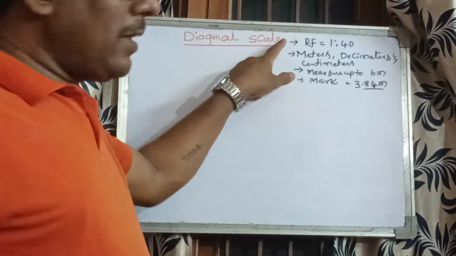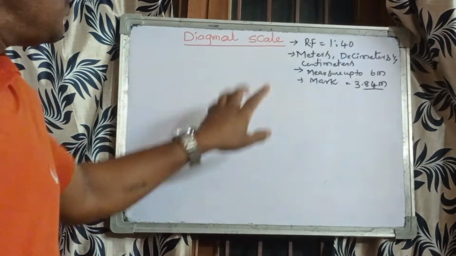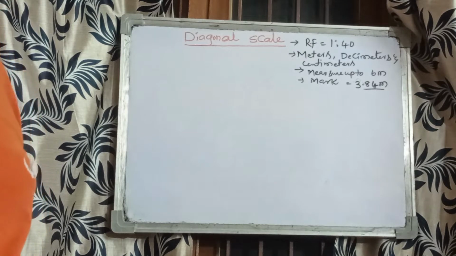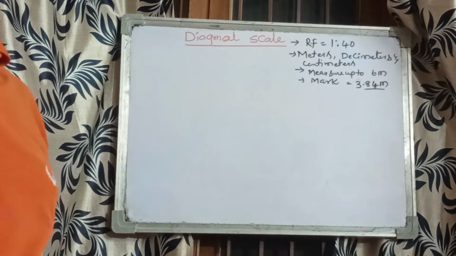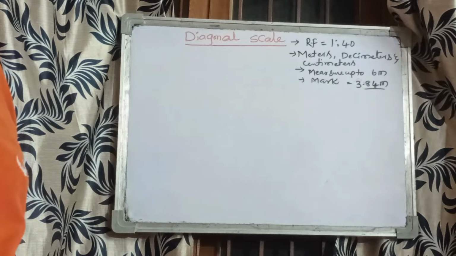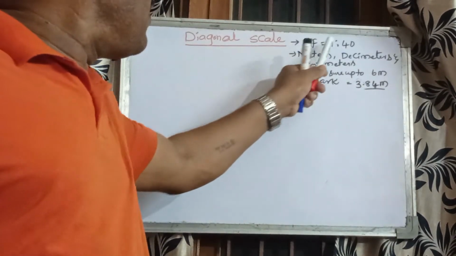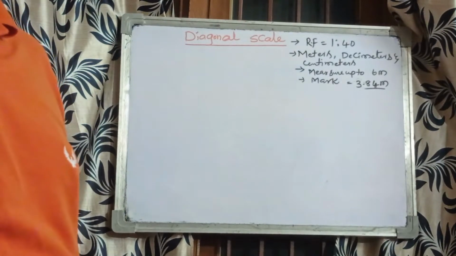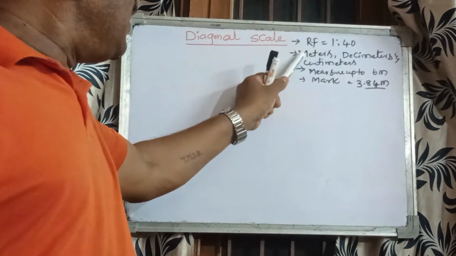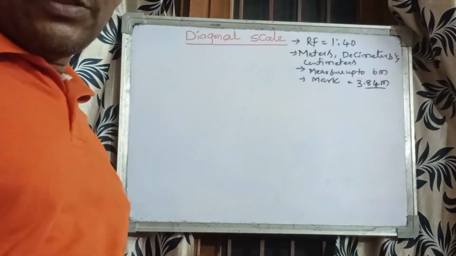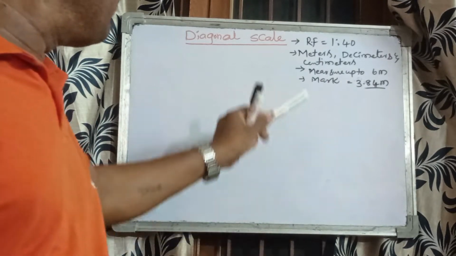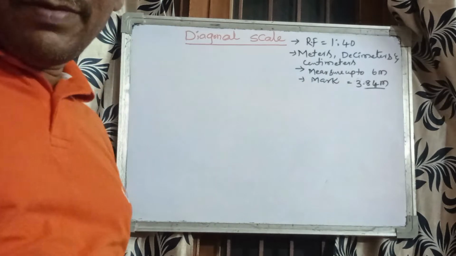Here you can see in this question, a map is to be drawn with a representative factor. Representative factor, or we can call it scale factor, is 1:40. So the representative factor is given as 1:40. And construct a scale to read meters, decimeters and centimeters. So at a time we can read meters, decimeters and centimeters. Whatever scale we are drawing, we must read it in meters, decimeters and centimeters.